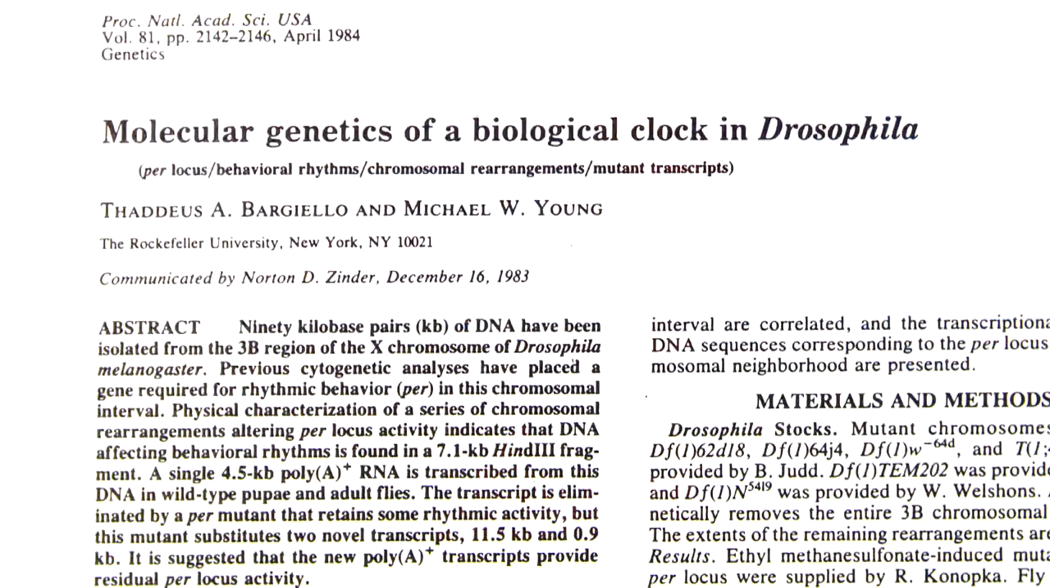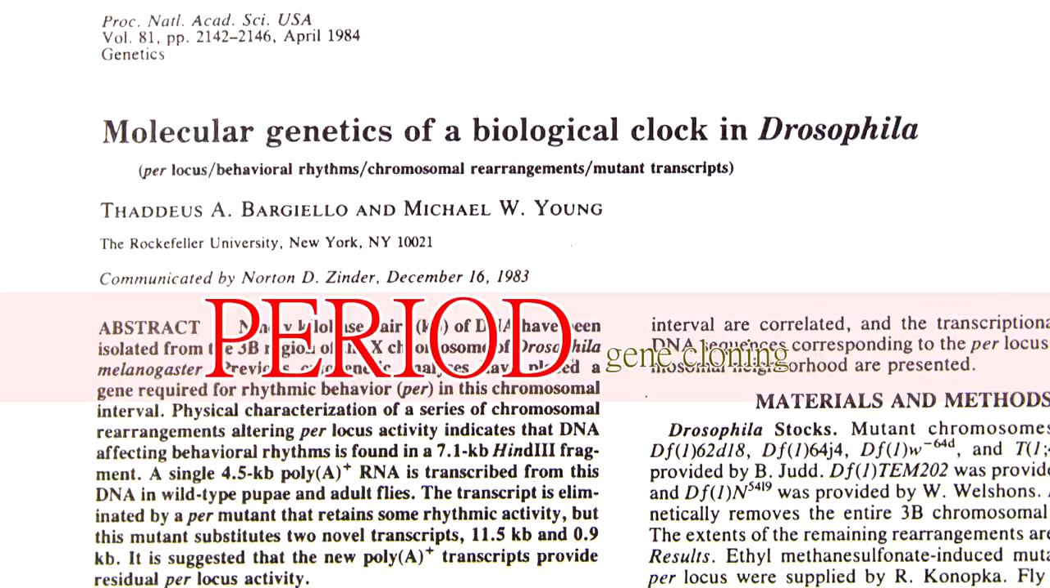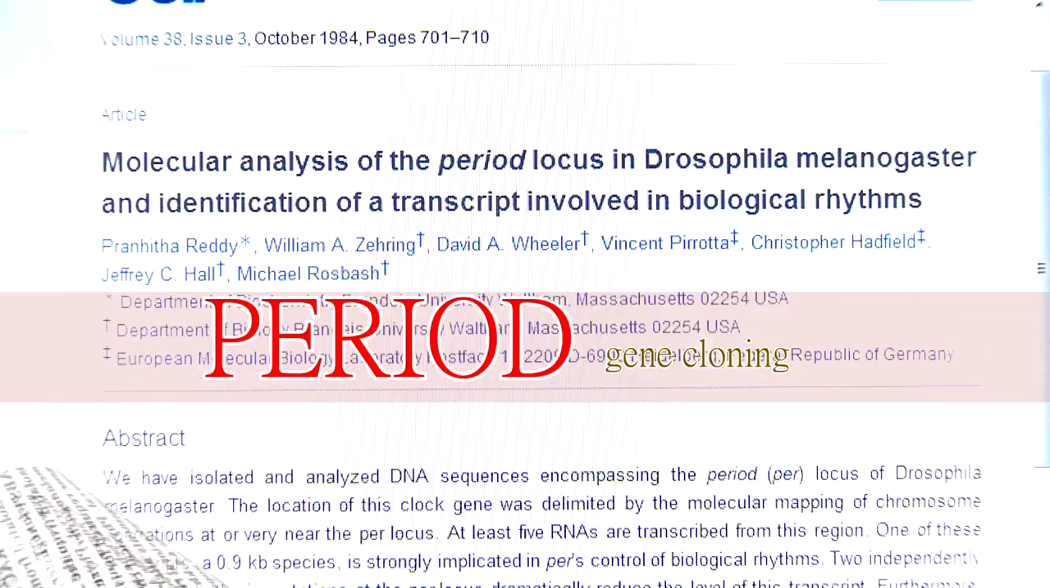That sparked his interest. In April 1984, the Young lab cloned the period gene. 6 months later, the Brandeis group cloned it. Jeff and I on the one hand, and Mike Young on the other, were in a very competitive situation. I would say not cooperative, but competitive at the beginning of this.